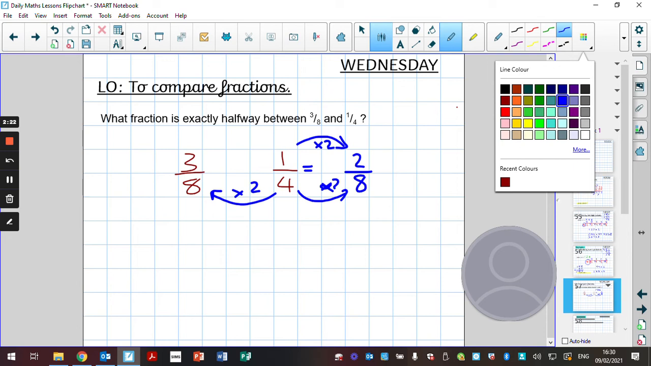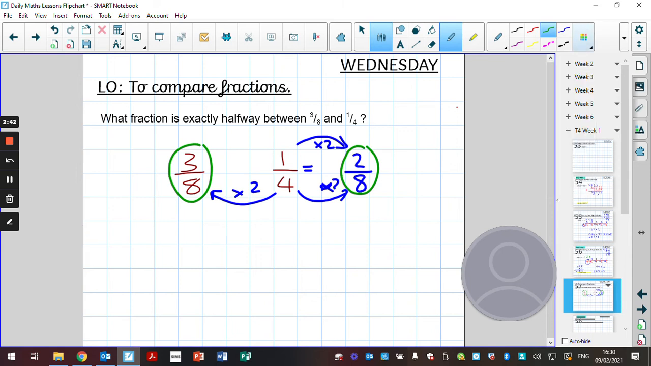It says what fraction is exactly halfway between 3/8 and 1/4? At the moment, I've got 3/8 and 2/8. Halfway between that is 2.5/8. Now, we know that we can't have decimal fractions, so we need to think, what do we need to do in this instance? Well, we could find another common denominator to see if we then get a fraction which is halfway between. So the next logical thing is another common multiple, a multiple of 8. Our next multiple of 8 is 16.